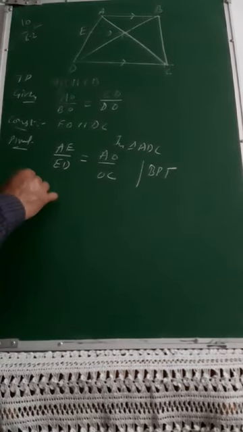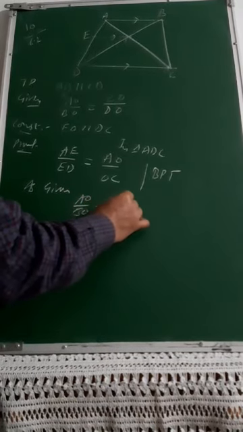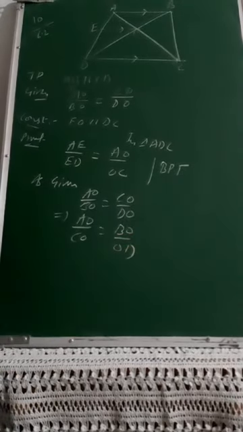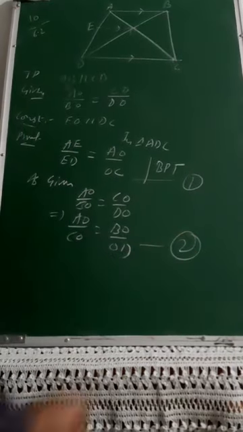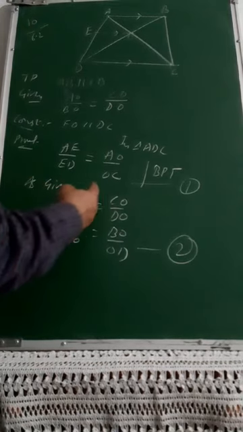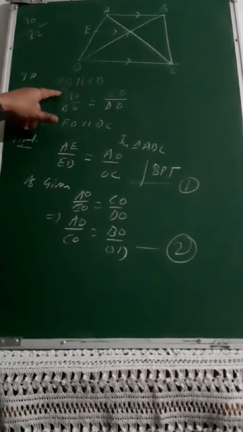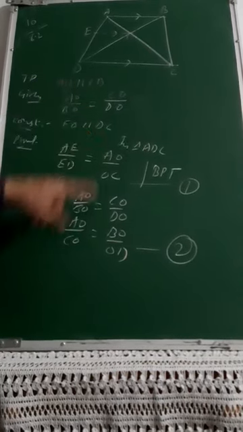So as given, what is it? AO upon BO is equal to CO upon DO. So I can say that, again by alternando, AO upon CO is equal to BO upon OD. So now you see, this is result number 1 and this is result number 2, because as given I have applied that, and then by alternando I said if AO upon BO is equal to CO upon DO, then AO upon CO will be equal to BO upon DO.